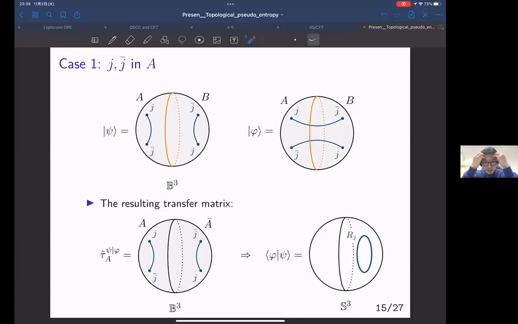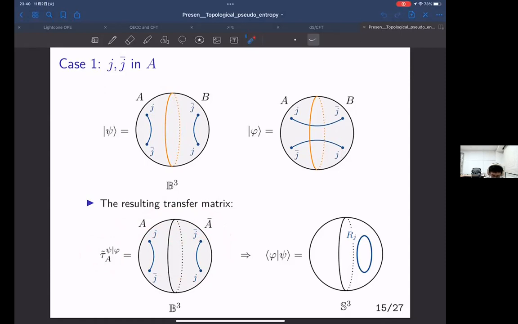So I have a question. When you glue things together, you have two ways of gluing, right? When you glue A with A bar, you can glue the fundamental with the anti-fundamental. Anti-fundamental, yes. And the other way, fundamental with fundamental, or is it not allowed? No. J and J bar can be glued, but J cannot be glued to J. So J should be glued with J bar. So there is only one way to glue them. I see. Sorry, it's just a sloppy way to draw this transfer matrix.